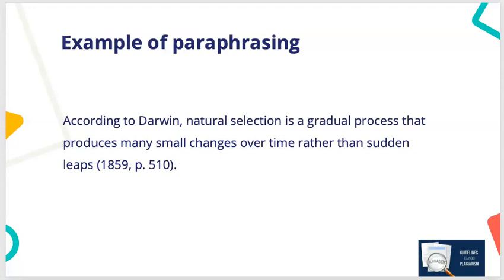Examples of paraphrasing, like: according to Darwin, natural selection is a natural process that produces many small changes over time rather than sudden leaps. So here also we are mentioning the year and the page number, but we have written it in our own words. After understanding their quote, we write it in our own words, so it will be a paraphrase.